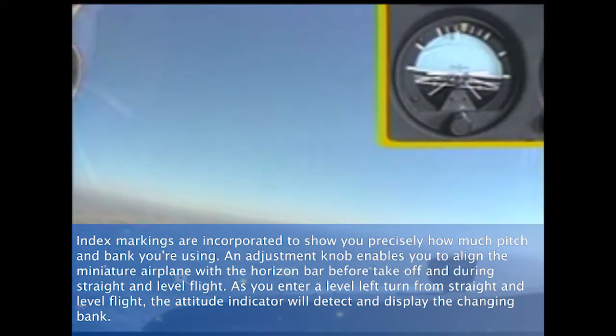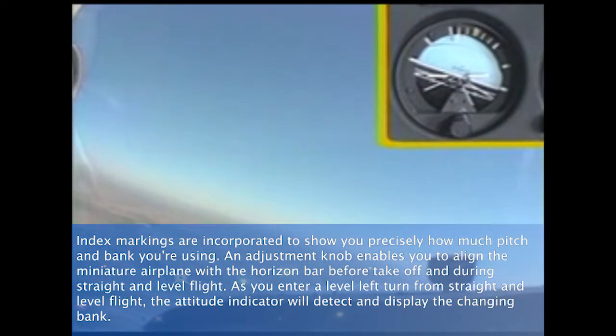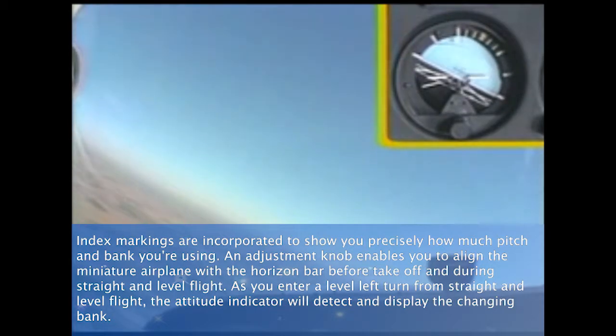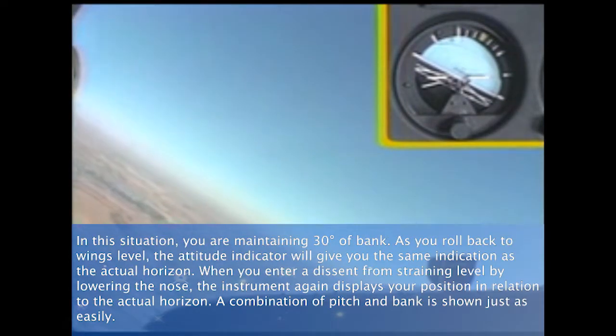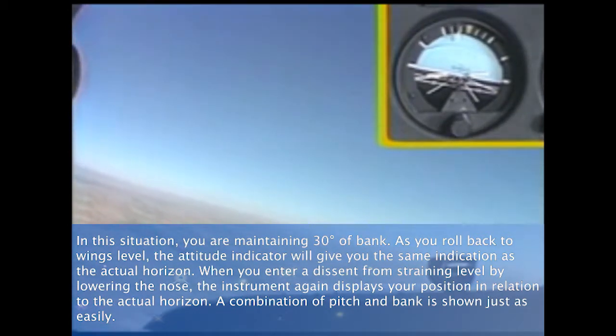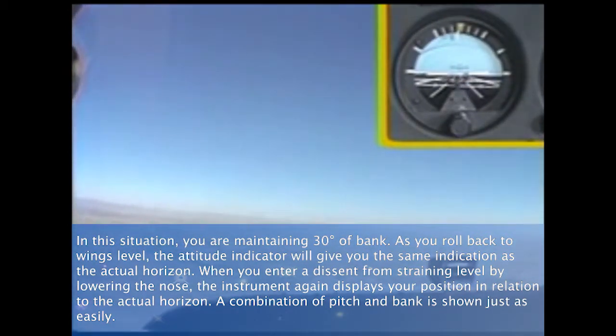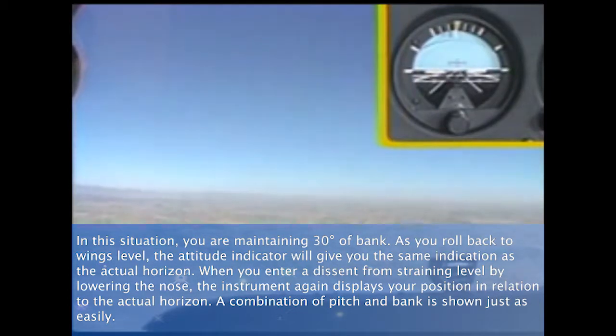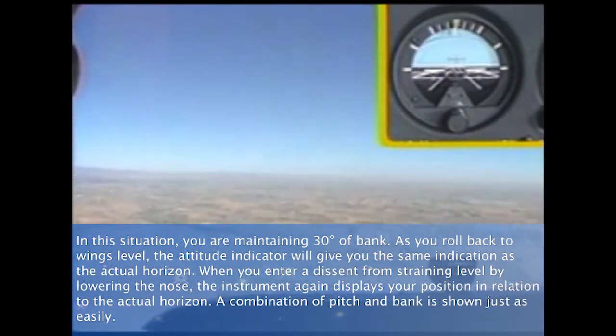As you enter a level left turn from straight and level flight, the attitude indicator will detect and display the change in bank. In this situation, you are maintaining 30 degrees of bank. As you roll back to wings level, the attitude indicator will give you the same indication as the actual horizon. When you enter a descent from straight and level by lowering the nose, the instrument again displays your position in relation to the actual horizon.